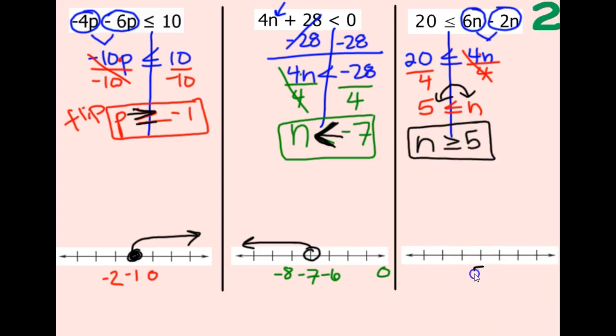So here's 5, so 4, 5, 6. And then equal to means it's a closed circle or filled in. And greater than would be to the right. It always helps me to put that line in there to show which way the arrow is pointing.